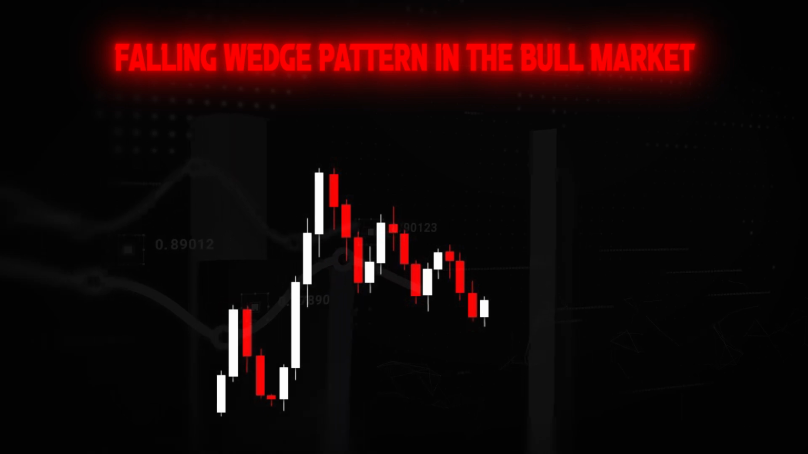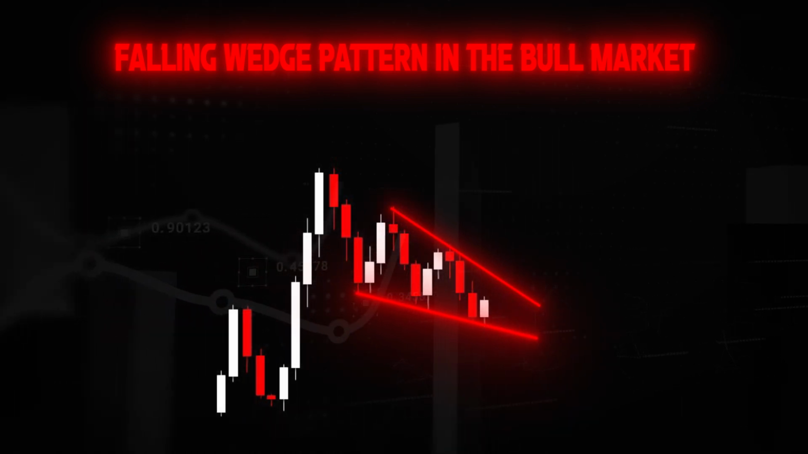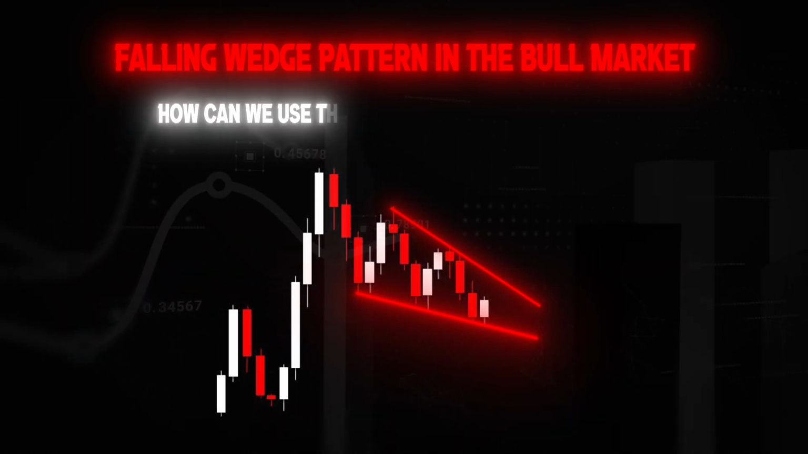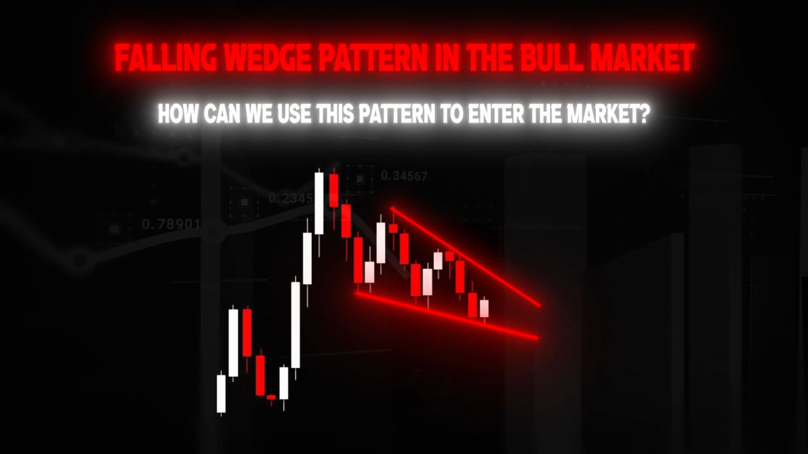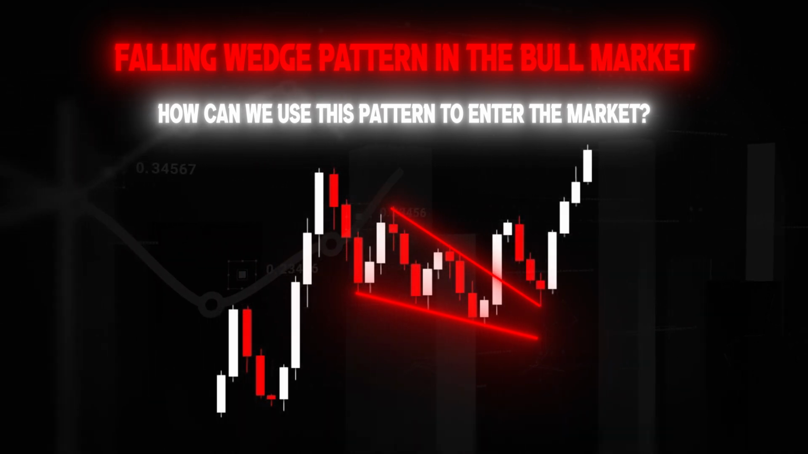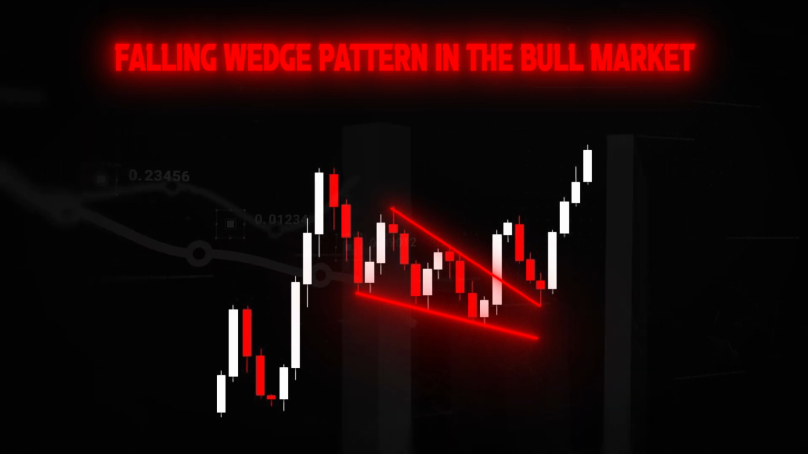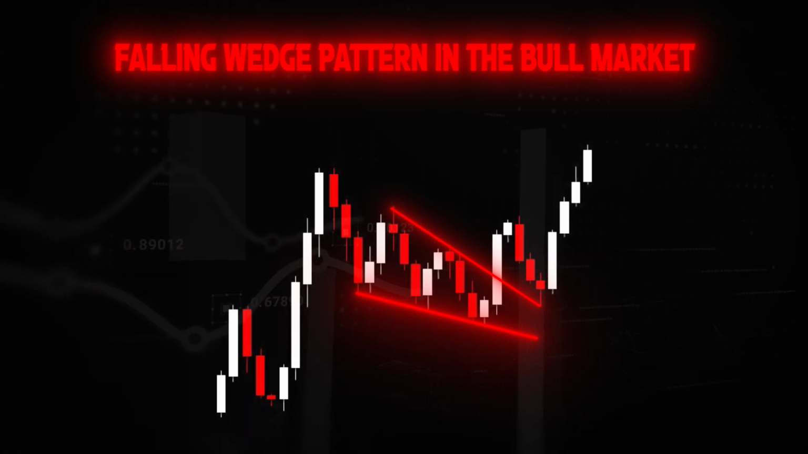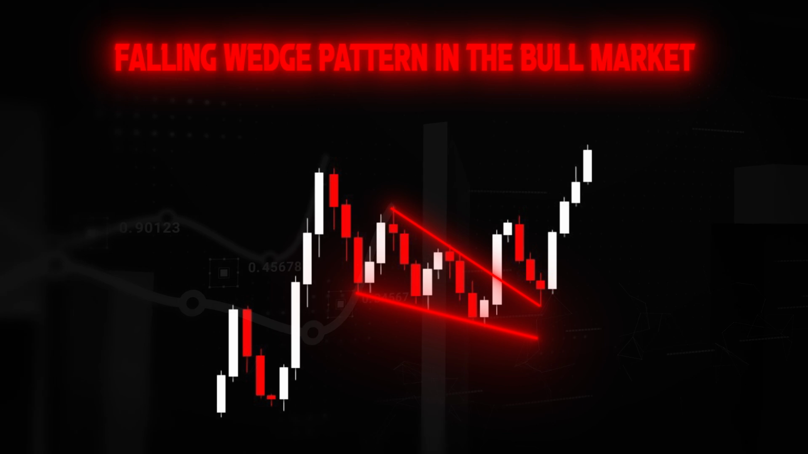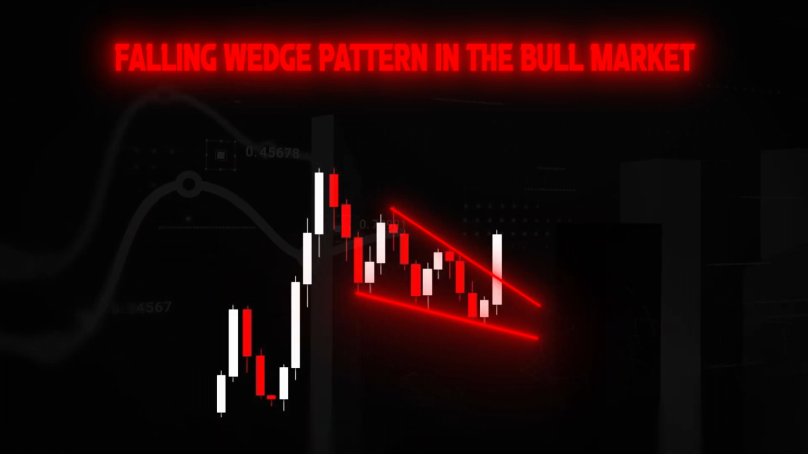This pattern indicates a period of correction in a bull market, characterized by a clear upward trend. How can we leverage this pattern to enter the market? When the price breaks above the falling wedge in an uptrend, it signals the continuation of the upward movement. This indicates that buyers have gained the upper hand over sellers, allowing the price to continue its ascent.